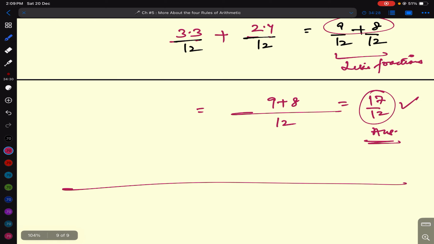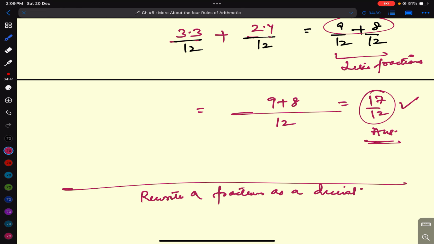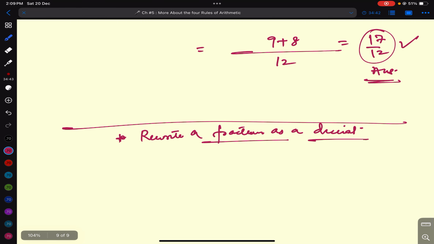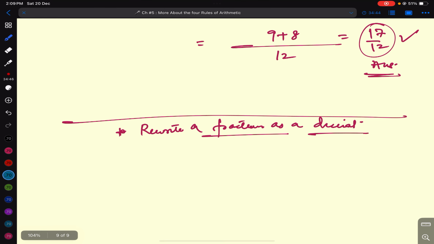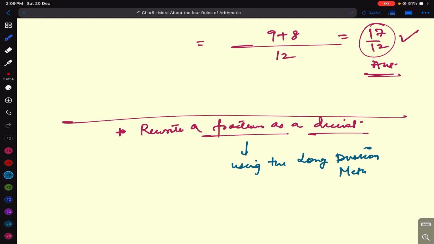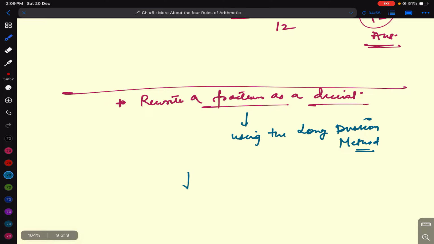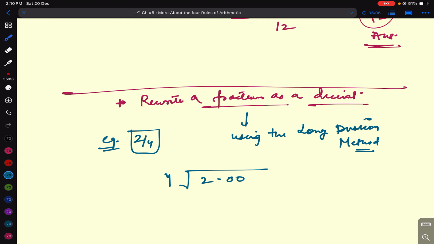Now next, how do we rewrite a fraction as a decimal? That is usually done using the long division method. Let's take the example of 2 divided by 4, which is supposed to be written in the form of decimals. So we will be dividing 2 by 4.